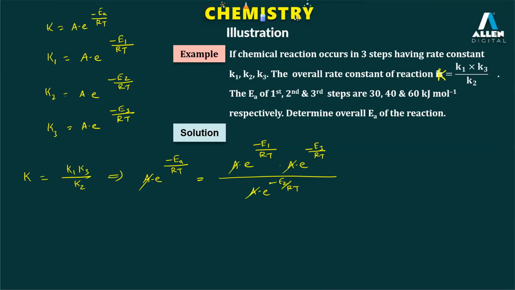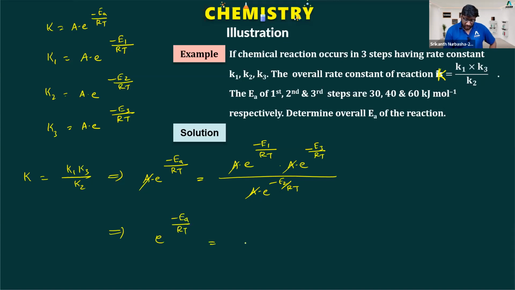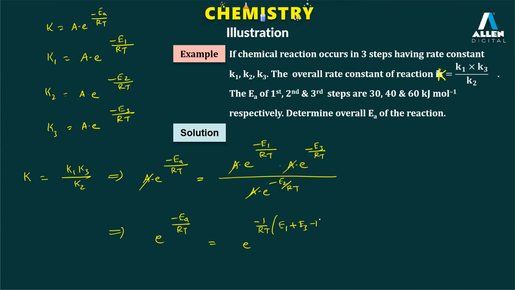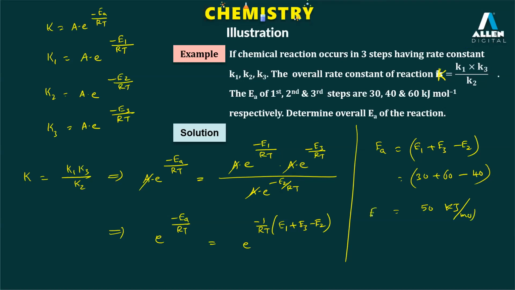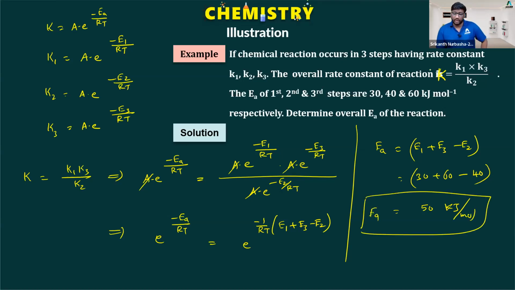A gets cancelled out, everything cancels out. So e power minus EA by RT is equal to e power minus 1 by RT into E1 plus E3 minus E2. So therefore, the activation energy of the new reaction is E1 plus E3 minus E2. So what is E1? 30. What is E3? 60. E2 is 40. So 90 minus 40, 50 kilojoule per mole. This is the activation energy of the new reaction whose rate constant is given by K1, K3 by K2. Got it or not? Yes, sir. Okay.